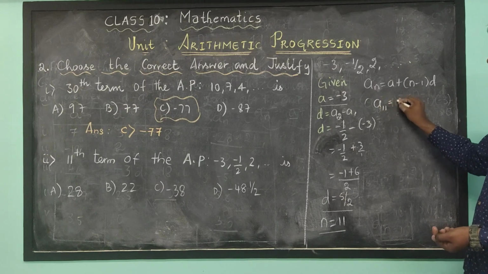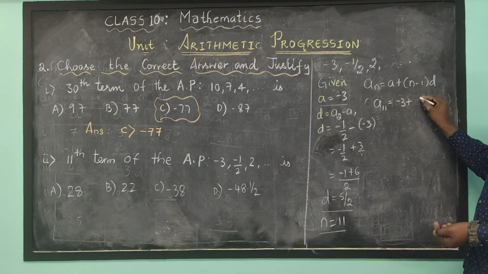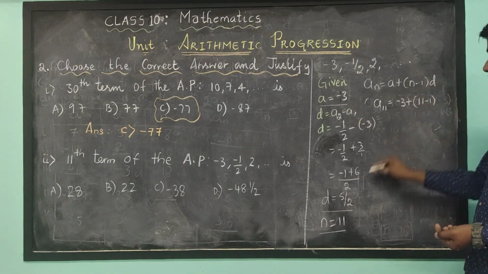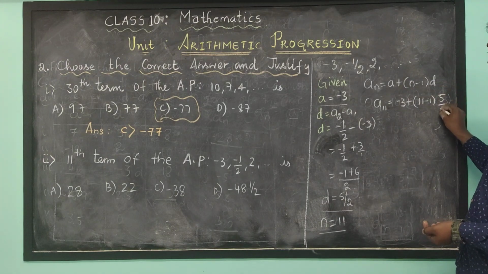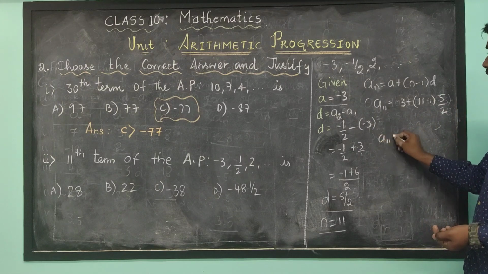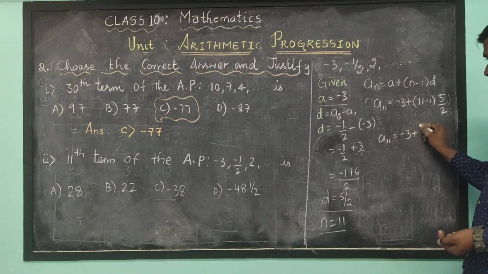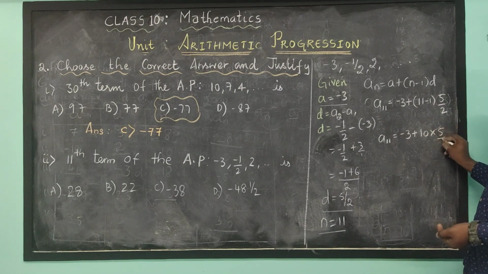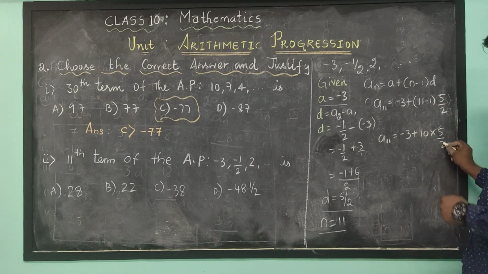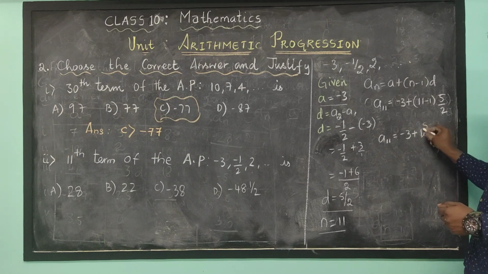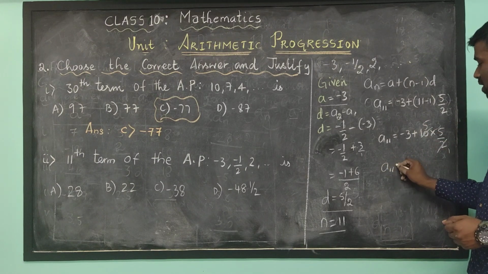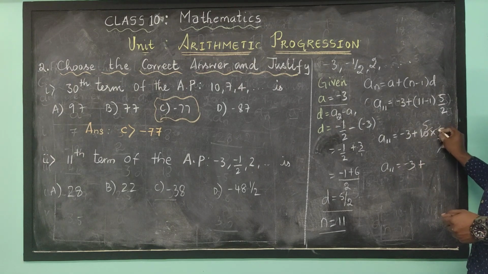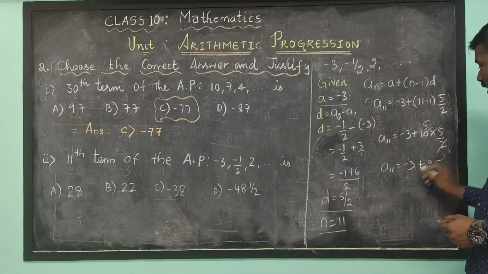We get a11 equals, what is a? Minus 3 plus n is what? 11 minus 1 into d is what? D is 5 divided by 2. Now a11 equals minus 3 plus 11 minus 1 is 10 into 5 divided by 2. Now if you see 2 ones are 2, 2 fives are 10. So a11 equals minus 3 plus into plus is plus, 5 5s are 25.